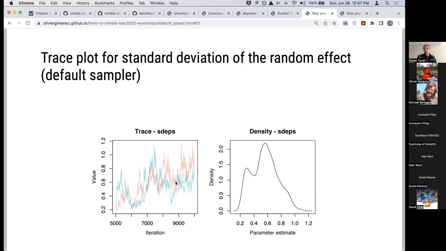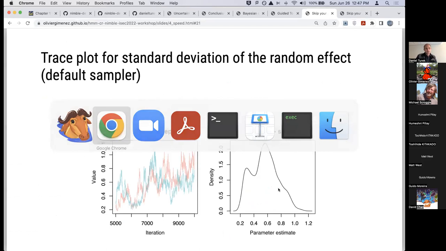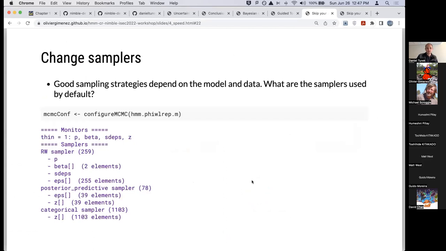How could we improve this? Well, the default sampler here is, like I said, Metropolis-Hastings sampling. It's called the random walk sampler, the RW sampler in Nimble. And we see that here when we look at the MCMC configuration. Again, as I said, this is the default for Nimble for non-conjugate continuous valued parameters, and it is being applied to the beta coefficients, p the probability of detection, and the standard deviation of epsilon: these random walk samplers. So that's what's being applied by default. Is that the best choice? We don't know. Here we can see the same thing, telling us what sampling strategies Nimble is using. We can change that.